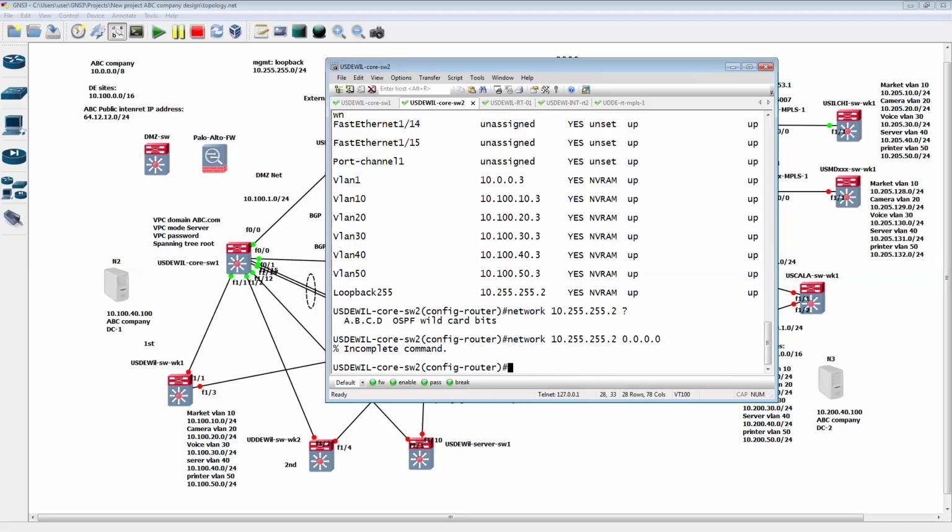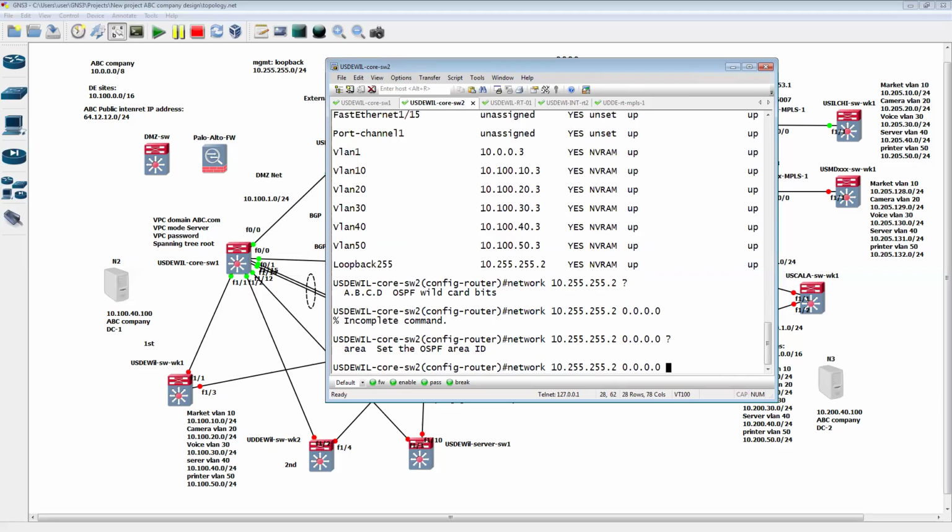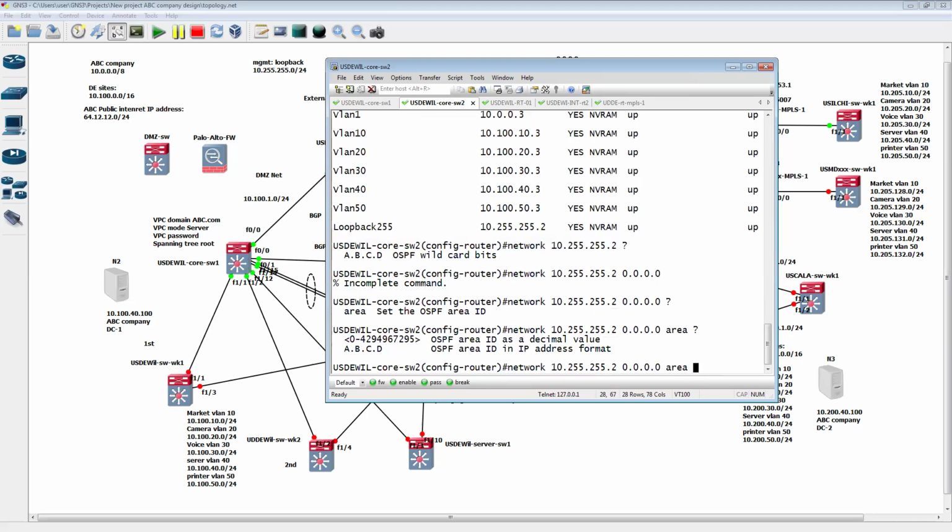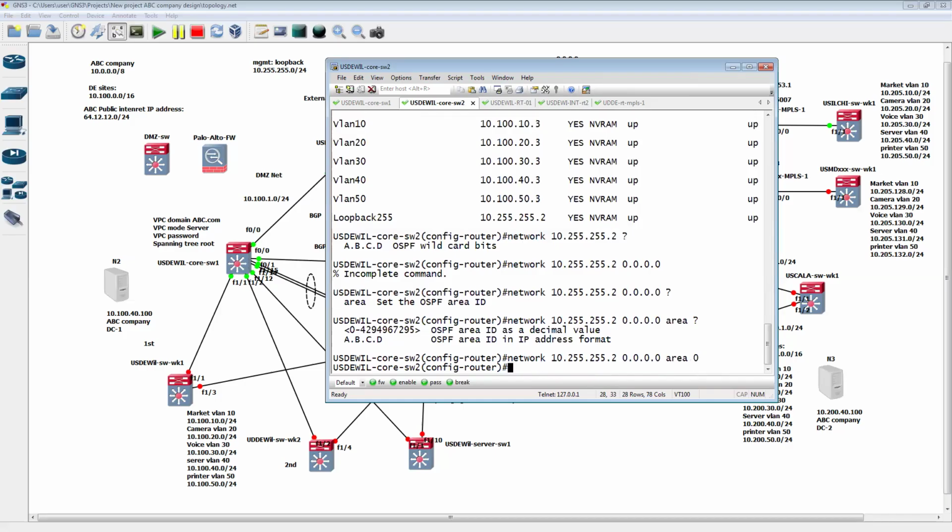So now we have to tell what area. That is the same thing, you see here, the question mark means the command is not complete yet. So we have to say what area. We want to try using the same thing again, area 0. Okay. All right. So now go back to the same thing in here.